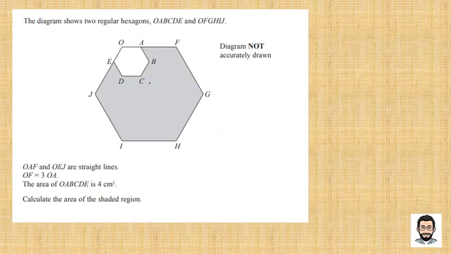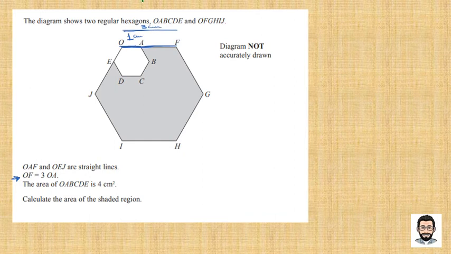Here we have 2 hexagons, and he said that OAF and OEJ are straight lines. Straight line means we don't have any gaps between the small and the big hexagons. Okay, and he said an important sentence here. He said OF, this side, is triple of OA. It's triple of this one. So for example, if we suppose this is 1 centimeter, then all of this part is going to be 3 centimeter.